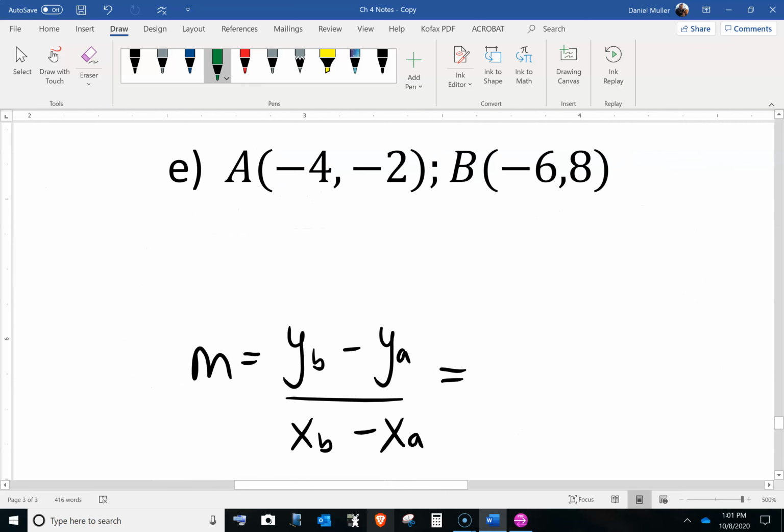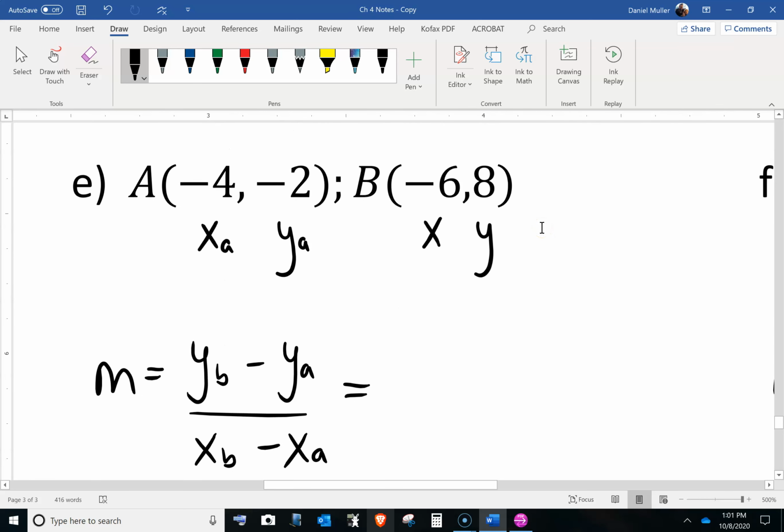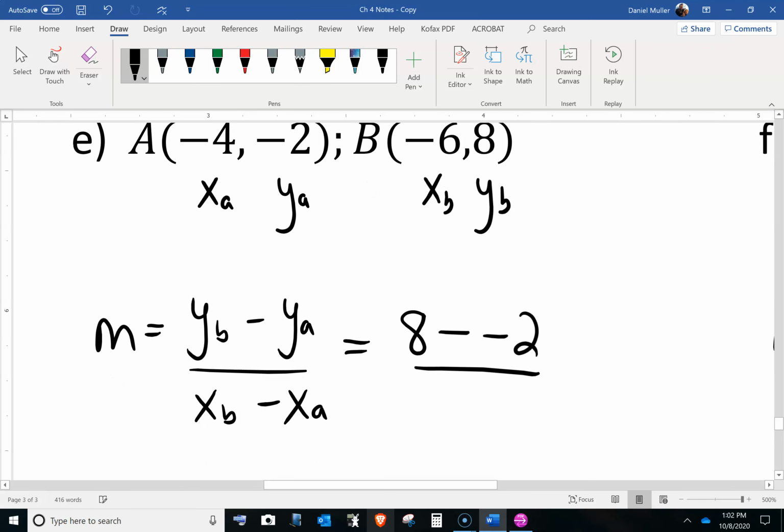All right, let's keep going here. This is an X, this is a Y, this is an X, this is a Y. These will be A's. Even though this could be labeled anything, it could be a G, it could be an X. Well, it wouldn't be an X really, but it could be, I guess. We always just say the first ones are A's, the second ones are B's, regardless of what they're actually labeled as. Now, YB is 8, minus YA is a minus 2. So there's a double subtract there. XB is negative 6, minus XA is negative 4.